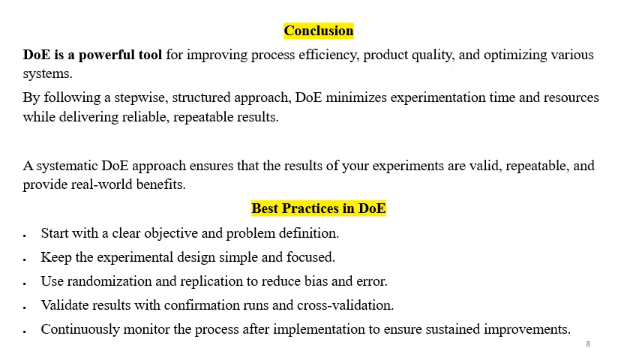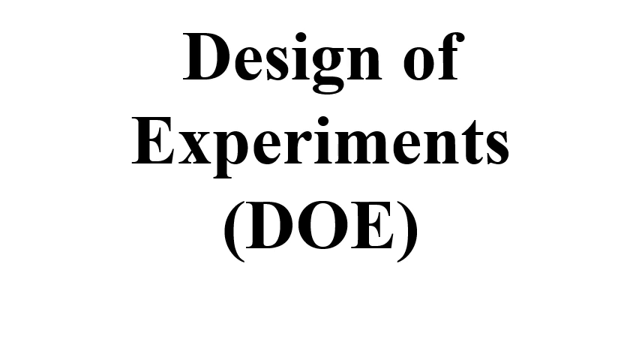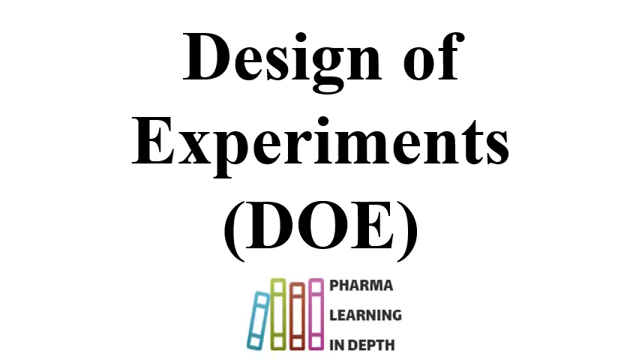Use randomization and replication to reduce bias and error. Validate results with confirmation runs and cross-validation. Continuously monitor the processes after implementation to ensure sustained improvements. So these are the things which we need to understand for design of experiments.